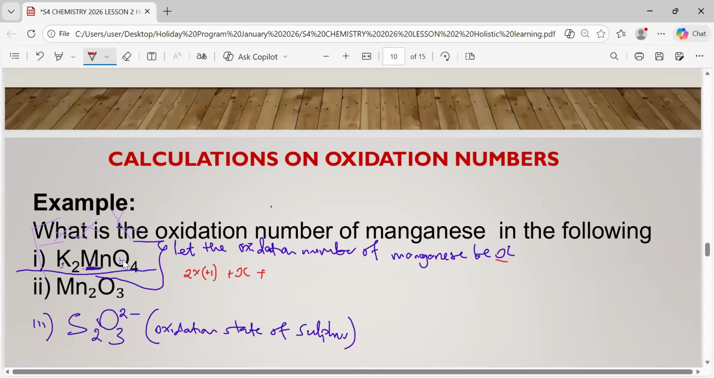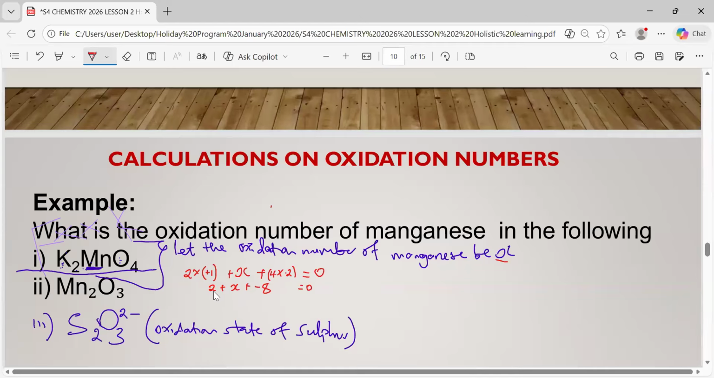Plus oxygen, we said its oxidation state is what? Oxygen is -2, but there are 4 oxygen atoms, so it becomes 4 times -2. When we sum up all these oxidation numbers, it should equal what? 0. Good. So this becomes 2 times 1, which is 2, plus X plus 4 times -2, which is equal to 0.